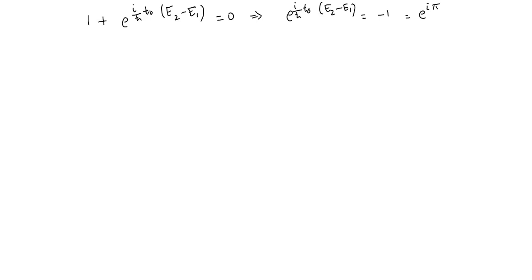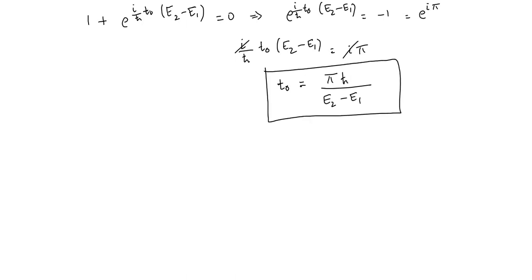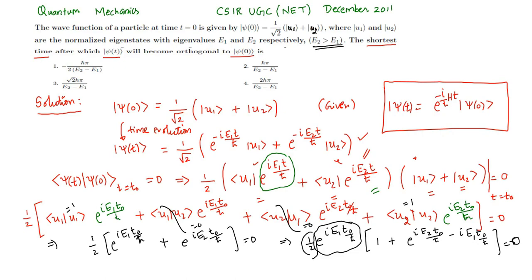Now what happens? The base is the same, so you can equate the powers: i by h bar t naught (e2 minus e1) is equal to i pi. So i gets cancelled, and t naught is equal to pi h bar, taking h bar in the numerator, divided by e2 minus e1. This is the minimum time. So the answer for this problem is pi h bar by e2 minus e1, the second option.